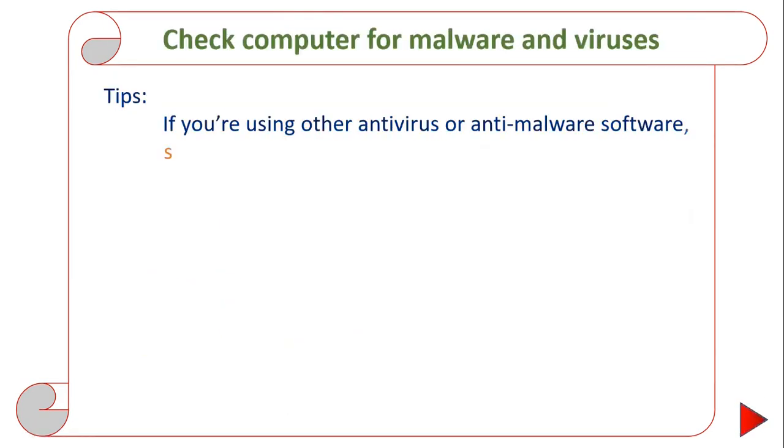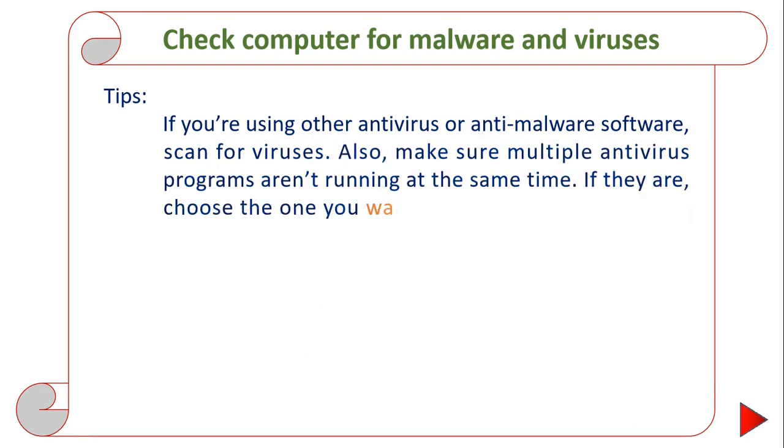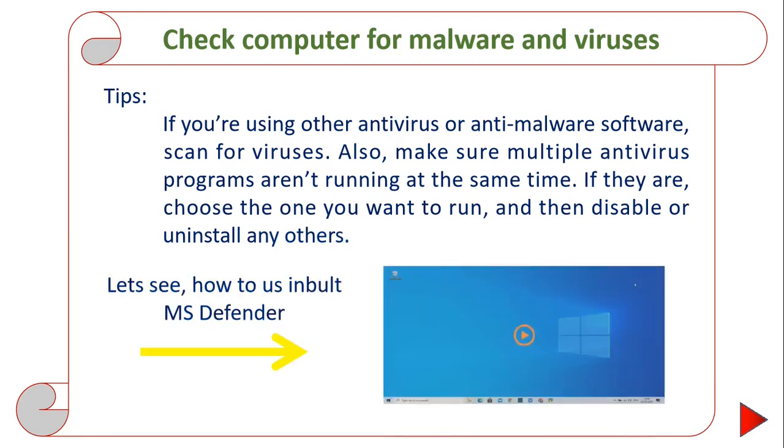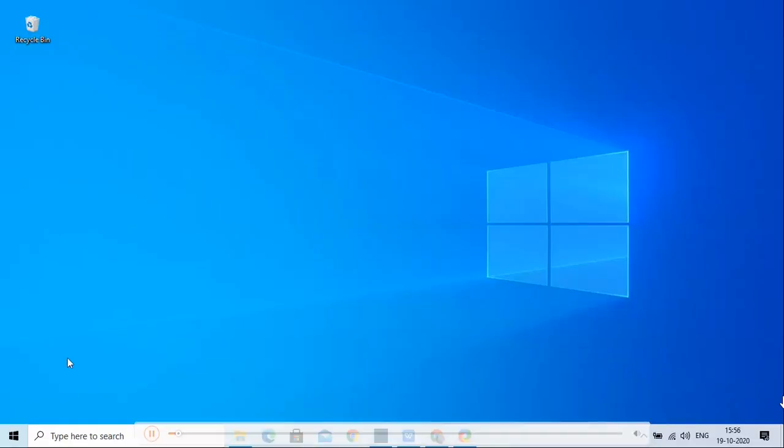Again, malware and viruses make your system very slow. These are unwanted software and applications that run in the background. So we'll check a method to remove this malware and viruses. So let's see how to do it in Microsoft Windows Defender.